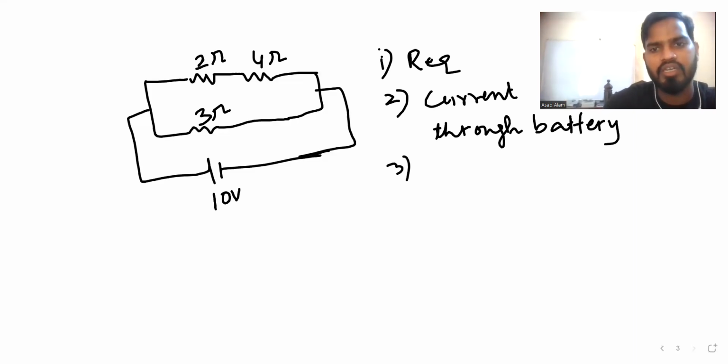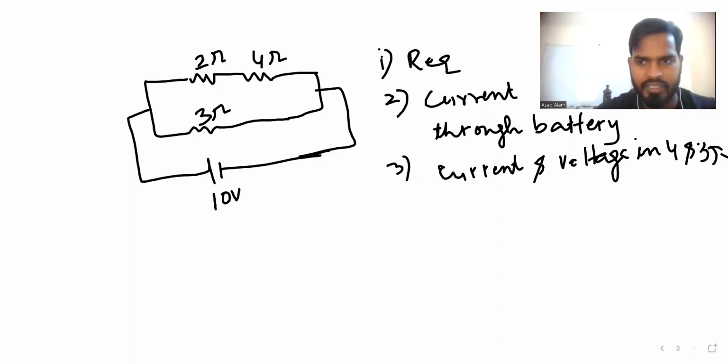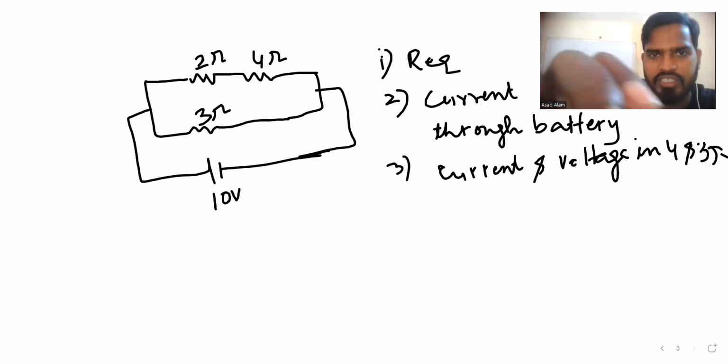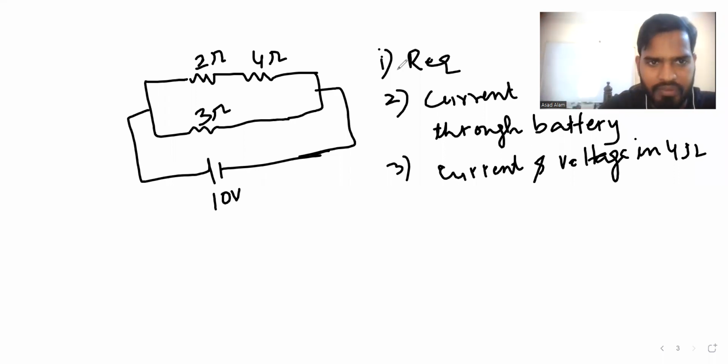Next question is what, current and voltage in 4 and 3 ohm. Let's see current and voltage in 4 ohm. Once you understand one, then it will be easy. Let's see the first question, R equivalent.